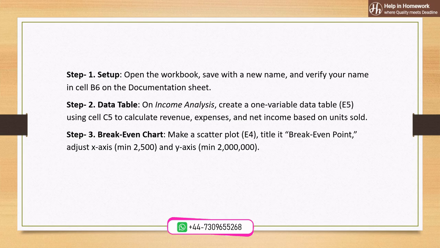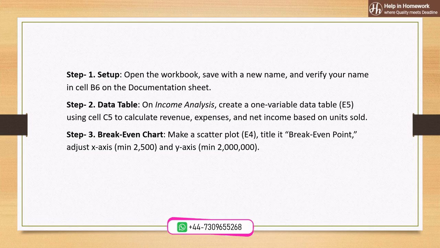Step 1. Setup. Open the workbook, save it with a new name, and verify your name in cell B6 on the documentation sheet. Step 2. Data table. On the income analysis sheet, create a one-variable data table in E5, using cell C5 to calculate revenue, expenses, and net income based on units sold.